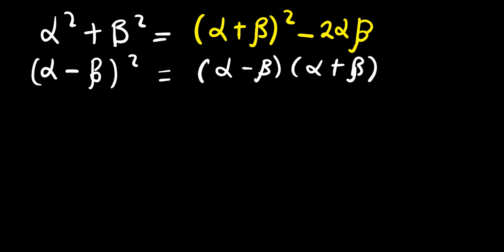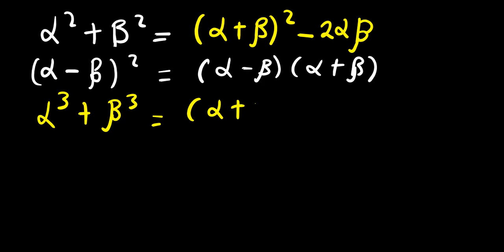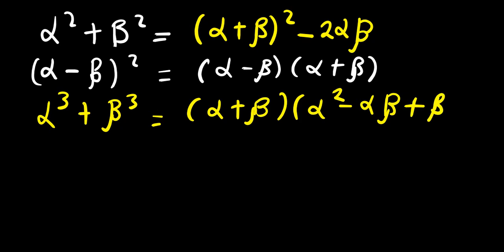Okay, then what if we increase the power? Let's say alpha to the power 3 plus beta to the power 3. The expression for this is just alpha plus beta, which will multiply by the first expression that we had, so alpha squared minus alpha beta, plus your beta squared, like that.